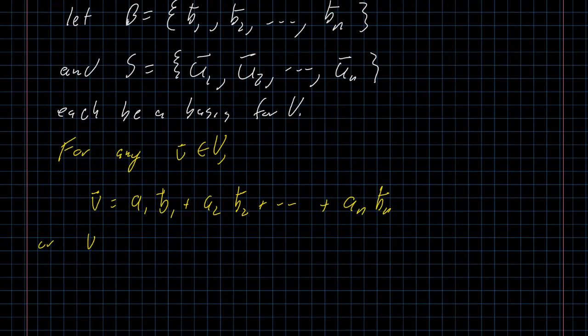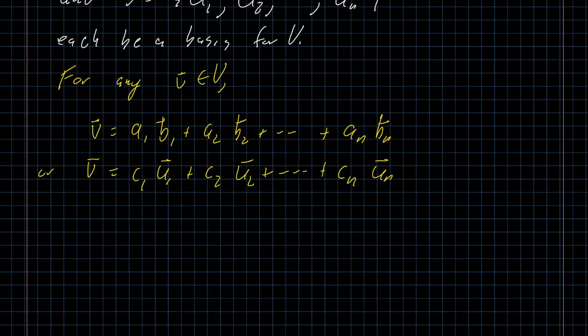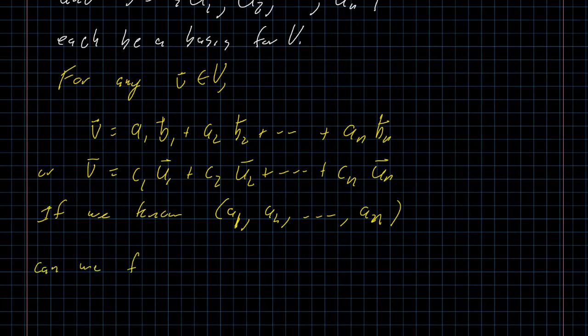Or we can write V as some C1 times U1, some C2 times U2, all the way down to Cn times Un. So the question here, if we know A1, A2, down through to An as an ordered n-tuple, right? We know all of the coefficients to represent V using basis vectors in set B. And we want to know, can we find the representations of the C's?